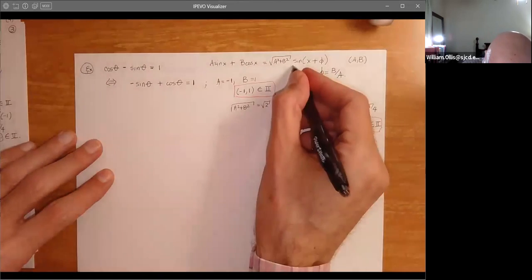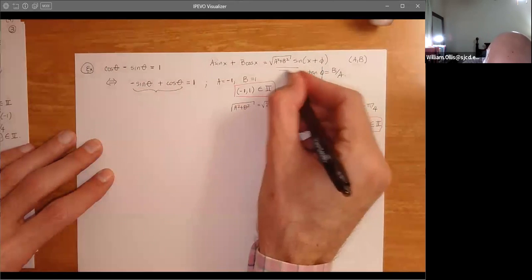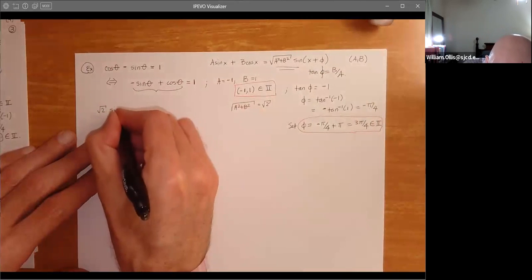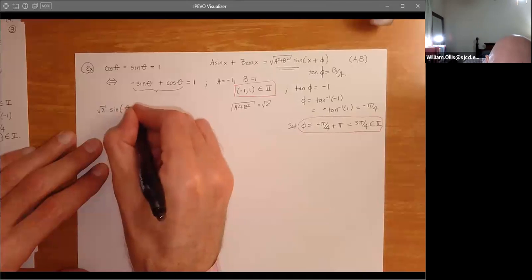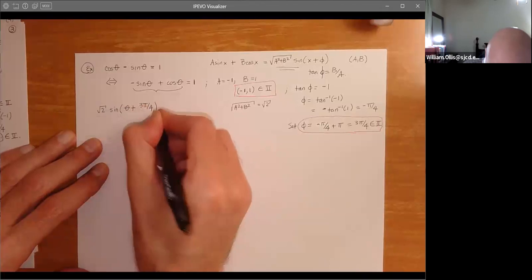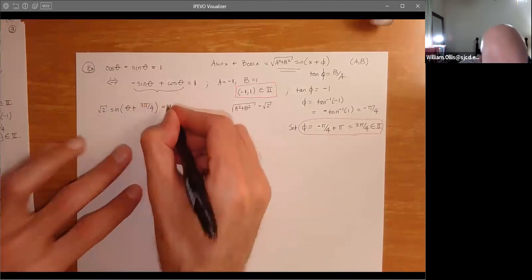So let's fill it in. This is replaced using the lemma. So we have square root of 2 sine of theta plus phi, which is 3 pi over 4. Again, we lucked out. We got the unit circle. Equals 1.